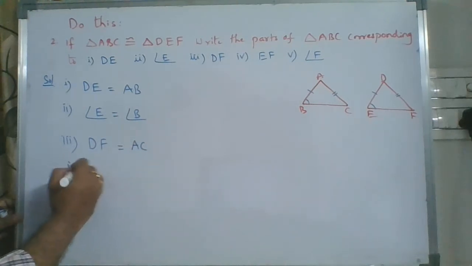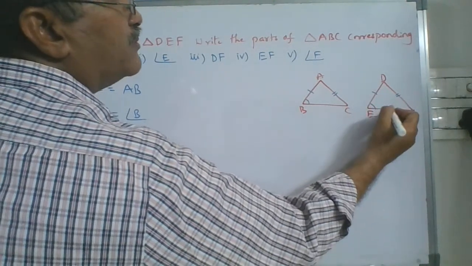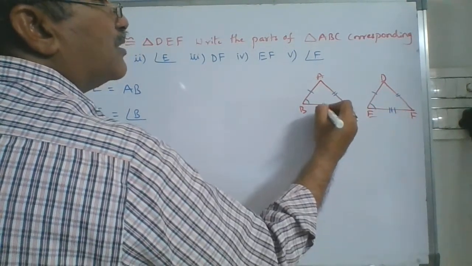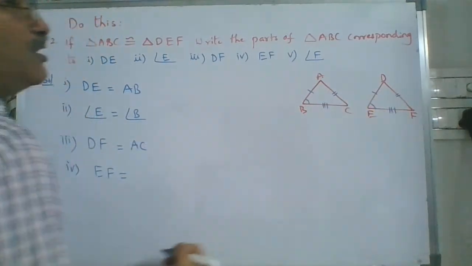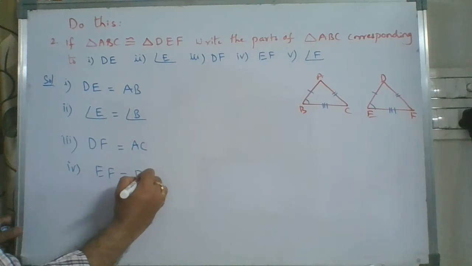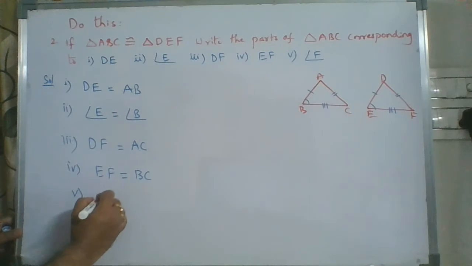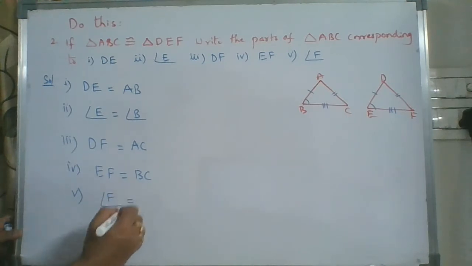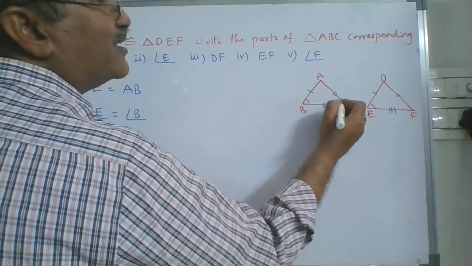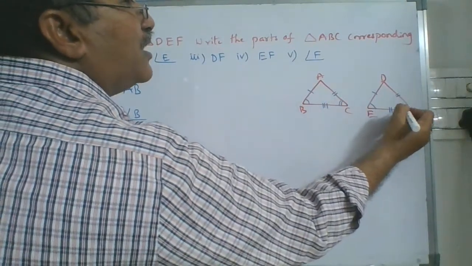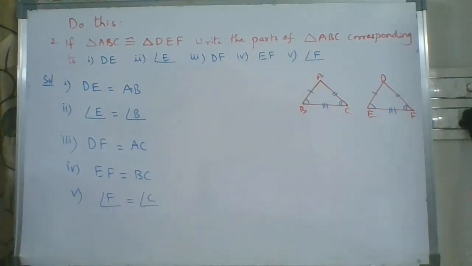And the fourth one, EF. EF is equal to this side. This base is the corresponding side to BC. Both must be equal. So EF is equal to BC. Right? The last one, the fifth one, is angle F. The corresponding angle for this is angle F, this angle, isn't it? So angle C and angle F both are equal. Alright, angle C.